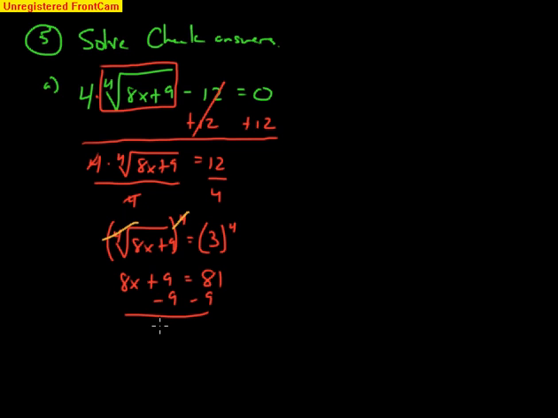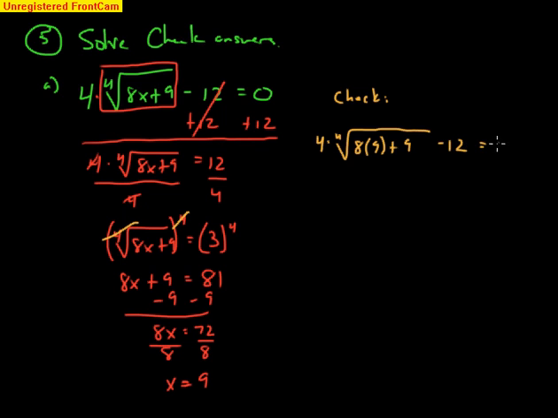Now let's just get x by itself. Subtract 9, 8x equals 72, and divide by 8. And we arrive at our possible answer of 9. x equals 9. Now we are not done until we check. So let's do the check over here. You always got to check by plugging in: 4 times the 4th root of 8 times 9 plus 9, minus 12. This should come out to be 0.